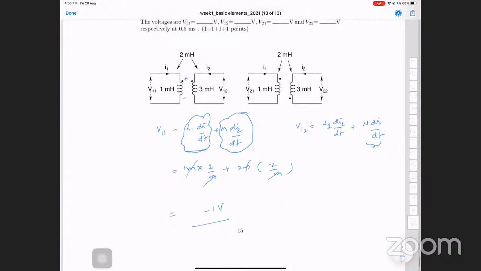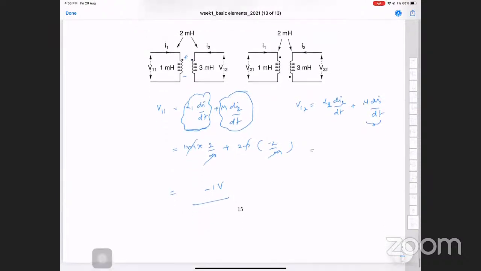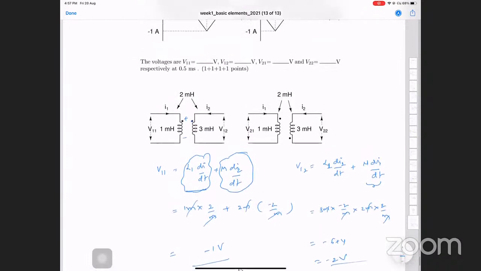So for now, here the current is entering the dotted terminal. So both the self-inductance voltage and the mutual inductance induced voltage will add up to each other. 3 milli times di2 by dt, which we already found at 1 millisecond to be minus 2 by milli. And the mutual inductance is 2 milli, with di1 by dt slope also found to be 2 by milli. So milli cancels. So minus 6 plus 4, which is minus 2 volts. So this is how we can derive V11 and V12.